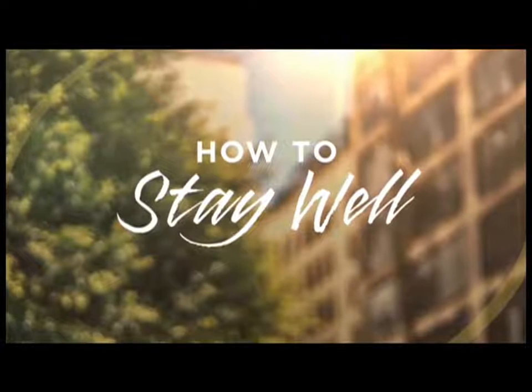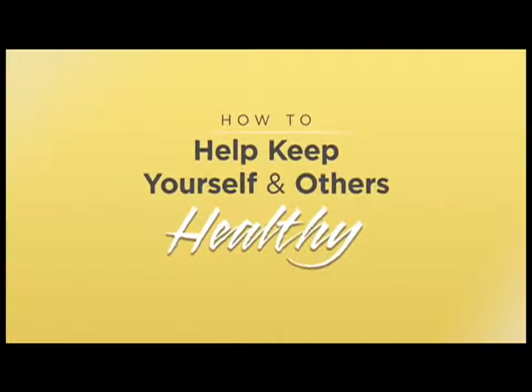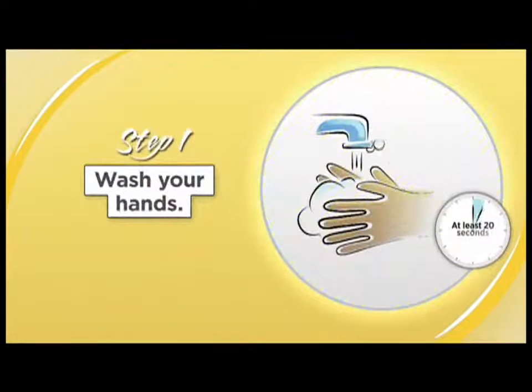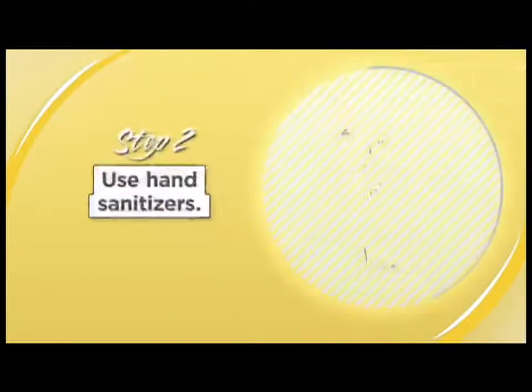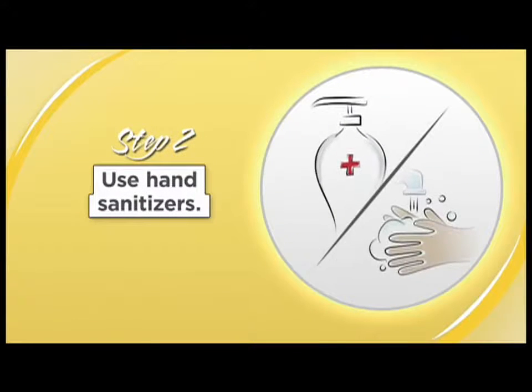Prevention is important. Help prevent the spread of illness and keep yourself and others well. Hand washing is one of the most effective ways of preventing the spread of germs. Wash your hands regularly with soap and hot water, scrubbing your hands thoroughly for at least 20 seconds. Hand sanitizers can be used but are not recommended as a substitute for hand washing. Use sanitizers in addition to hand washing.